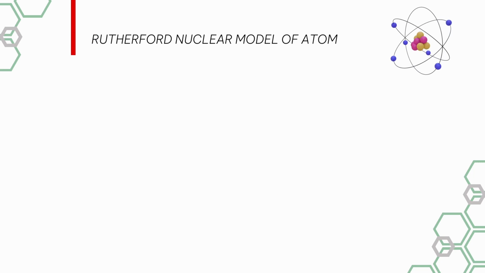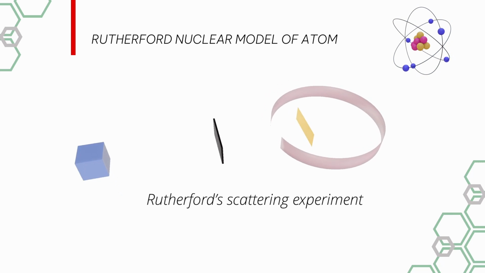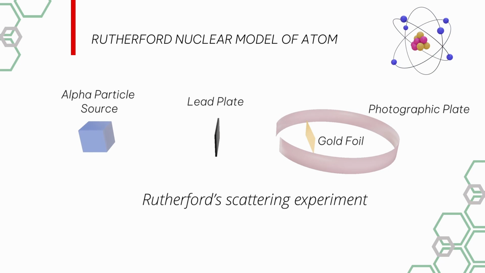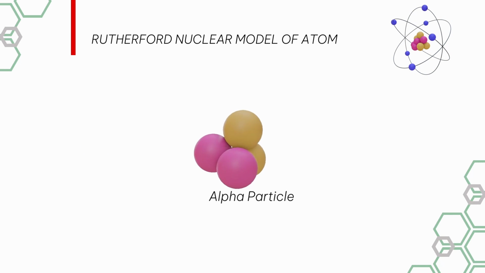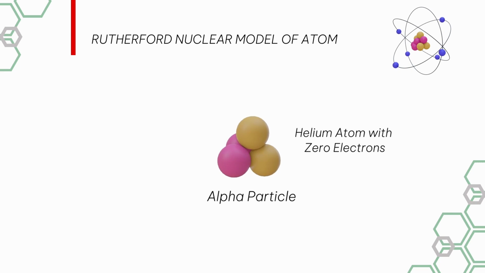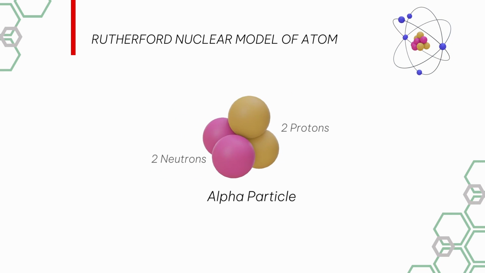Rutherford's nuclear model of atom. The second model of atom came from Rutherford. To make his model, he carried out the famous alpha particle scattering experiment. Before understanding this experiment, we need to understand what an alpha particle is. An alpha particle is basically a helium atom that does not have any electrons, or we can say that an alpha particle is made of only 2 protons and 2 neutrons. And having 2 protons, they have a charge of +2, and they are formed during radioactivity.